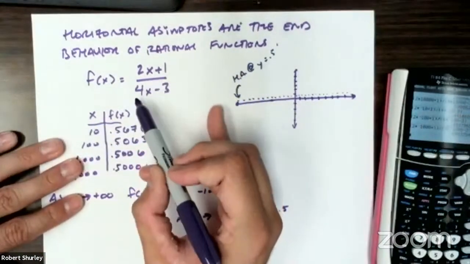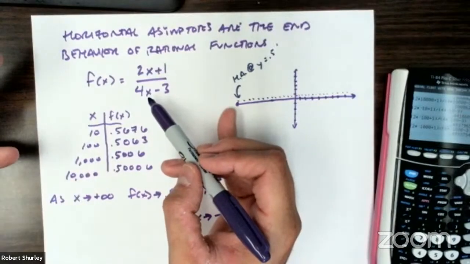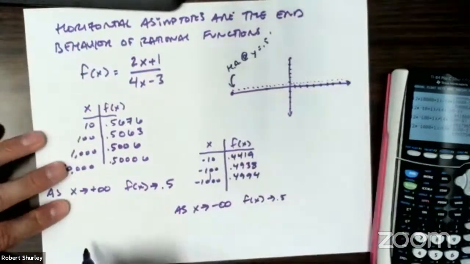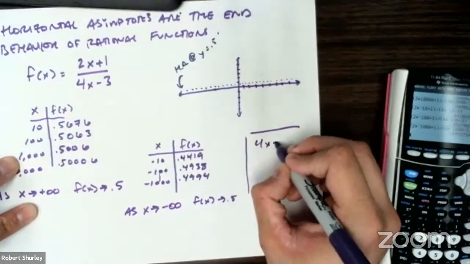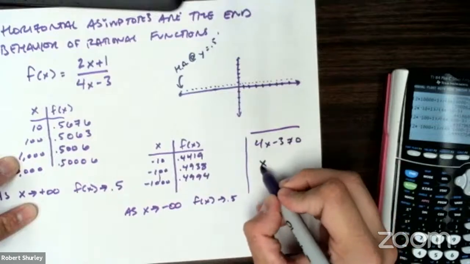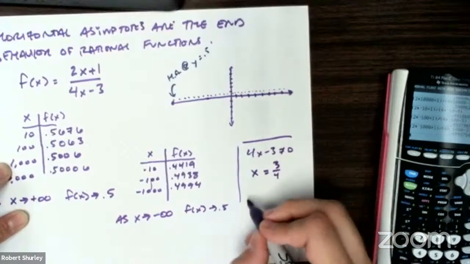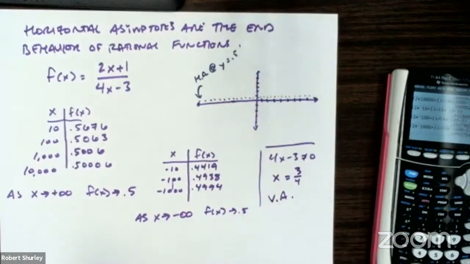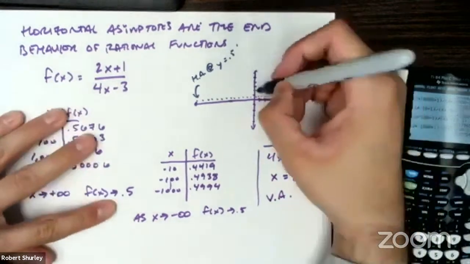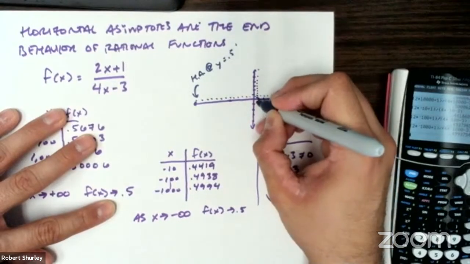Now look, we do have a restriction. Since this doesn't simplify, it's going to cause a vertical asymptote. So I'll find that down here. 4x minus 3 can't be 0. Add the 3, divide by the 4, so x equals 3/4. This is going to be our vertical asymptote. You can rewind a little bit and see how I found that one. But we do have a vertical asymptote at 3/4.